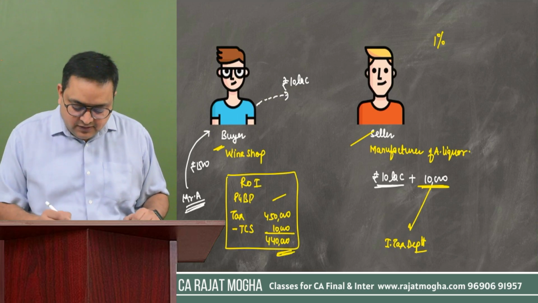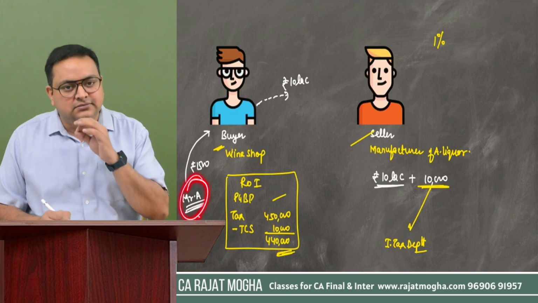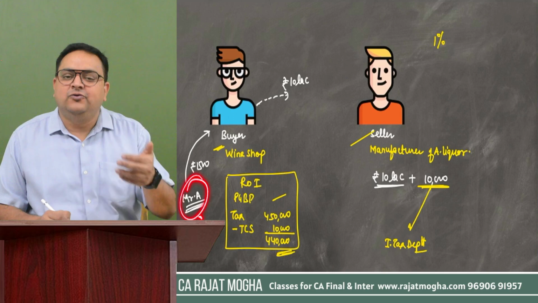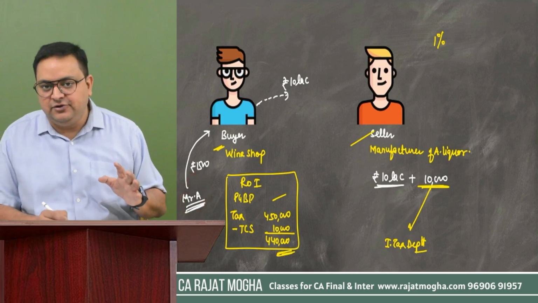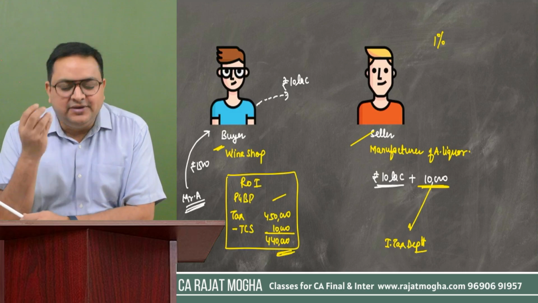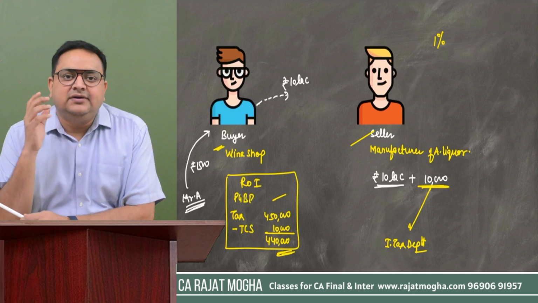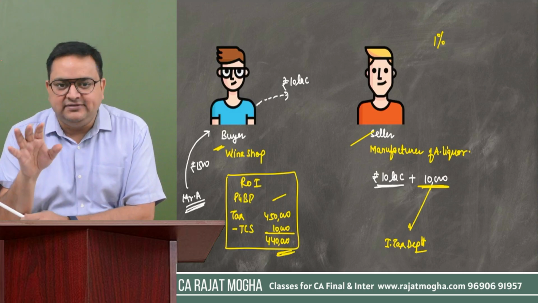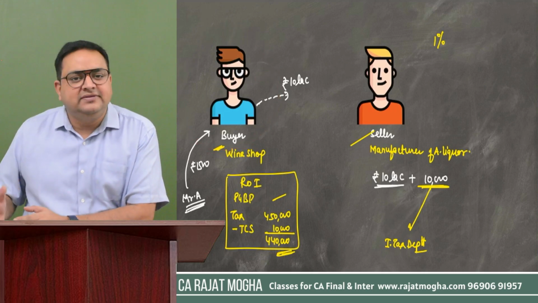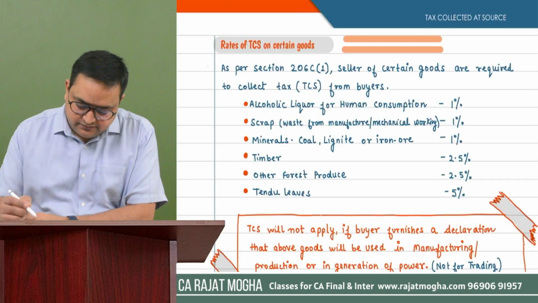Got it? So TCS provisions will not apply in this section if you are an end consumer. If you are purchasing the goods as raw material or for generation of power, then TCS will not apply. Also, we will not collect TCS from the government. It could be the central government, a state government, or any public sector company. So if the buyer itself is the government, a public sector company, or a foreign embassy, then we will not collect TCS from them. Right?